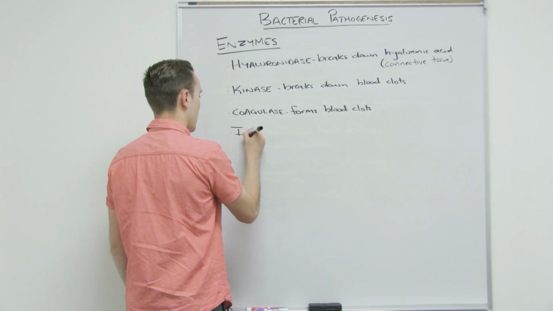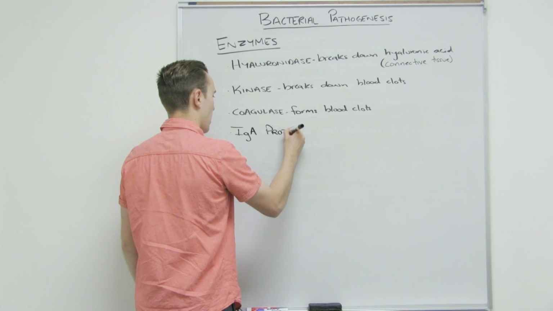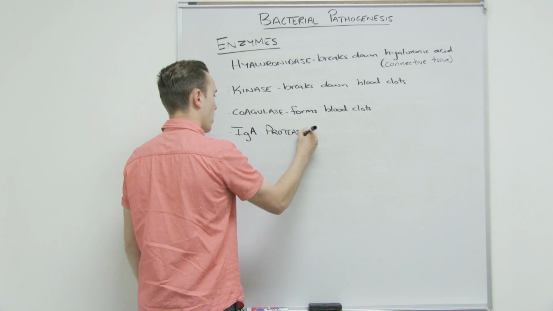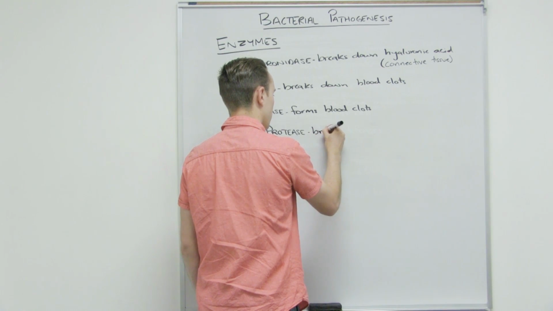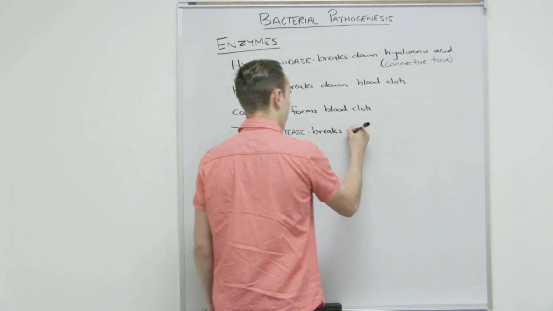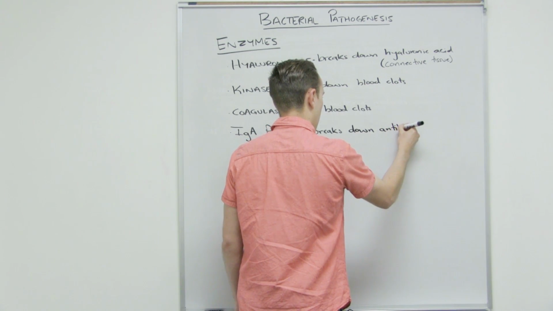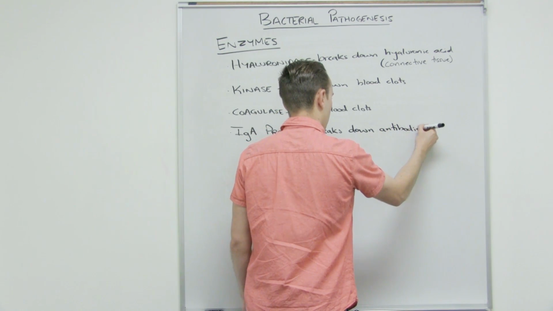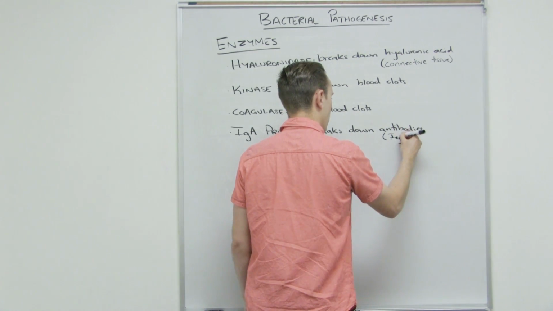Then our last one is IgA protease. IgA is what we call an antibody. So this one breaks down antibodies. Specifically, the antibody IgA.